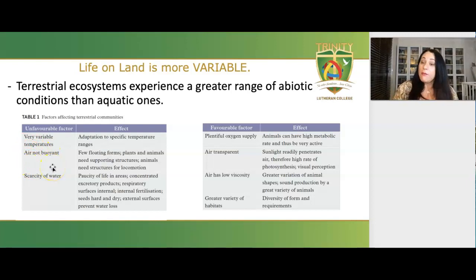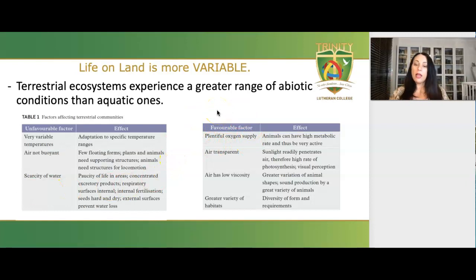The air is not particularly buoyant, which means if you are a jellyfish, you're not going to do well on land because you don't have the support structures that animals need for locomotion on land. And of course, in Australia, we understand this one very well, scarcity of water. Depending on where you are, you can have an abundance of water or you can have not enough.